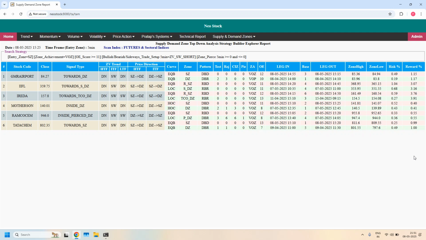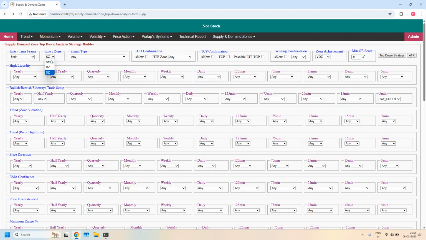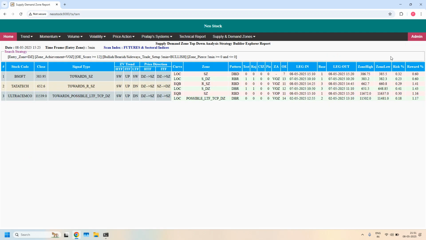Okay, next bullish trade setup, hourly income trade, entry zone, demand zone, and here the change is bullish. And one more change. Now OE score should be 12. Now all the filters applied to 5 minutes demand zone. We got 3 stocks.